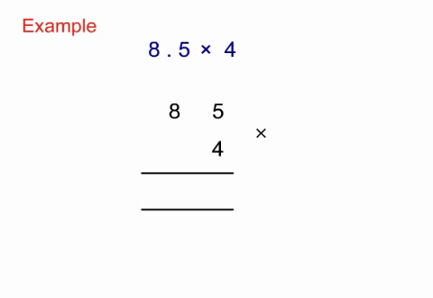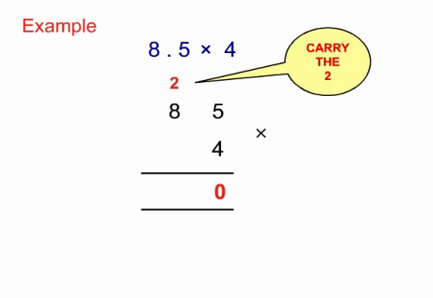So we start by multiplying the right hand column. 4 times 5 is 20. 0 under the 4, carry the 2, which I've placed in red above the 8. Now I say 4 times 8 is 32, and now I add the 2 to the 32 to give us 34. So we now have an answer with 3, 4 and 0.